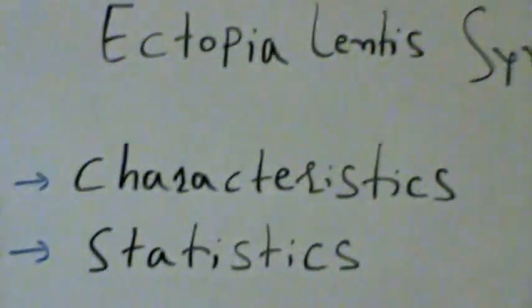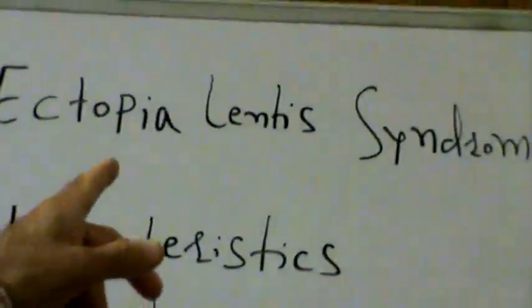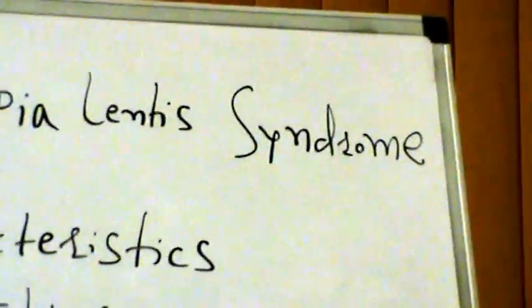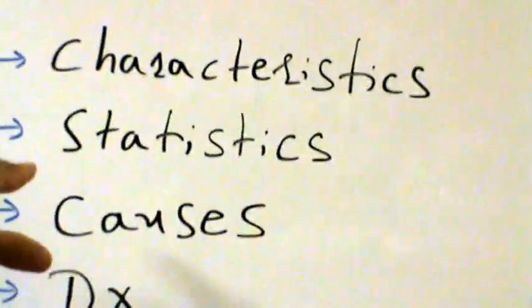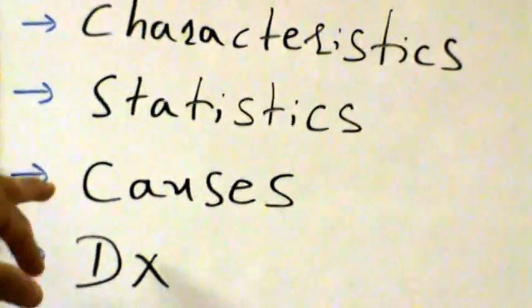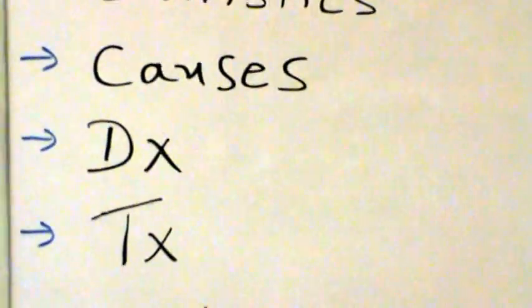Let's continue with Ectopia lentis syndrome. We'll get into the characteristics, the statistics available, causes, diagnosis, treatment, and bottom line underwriting.